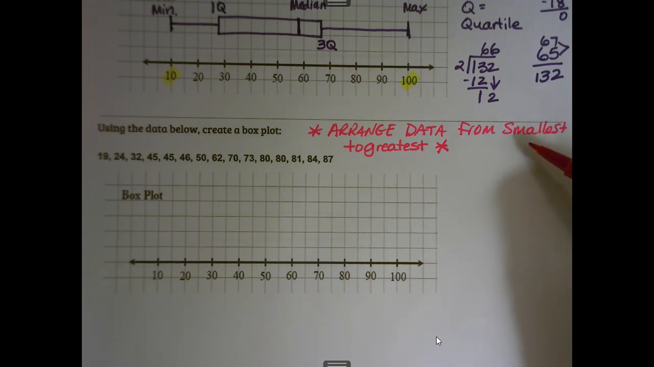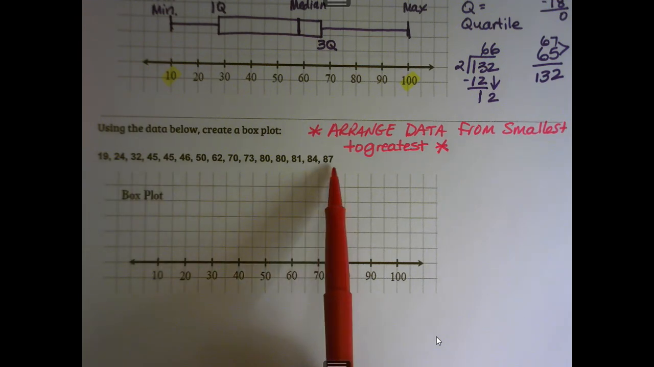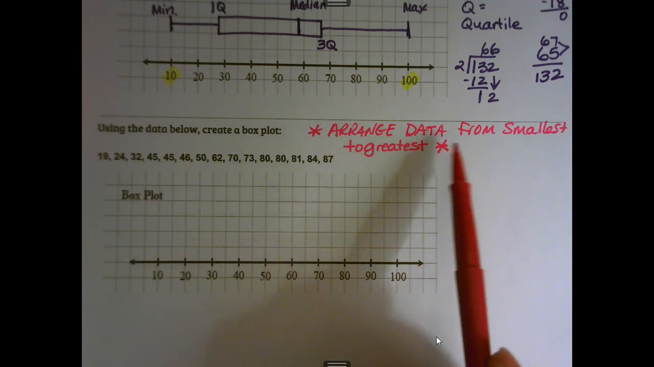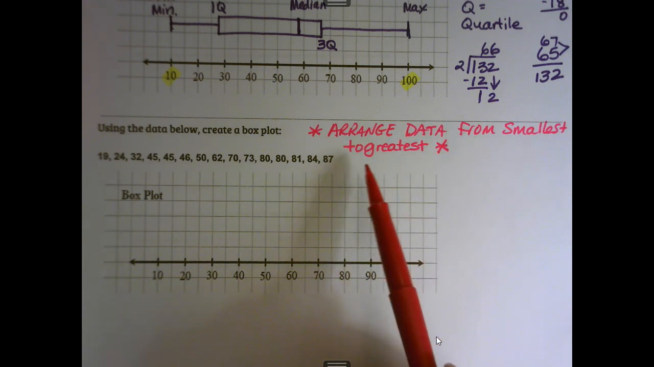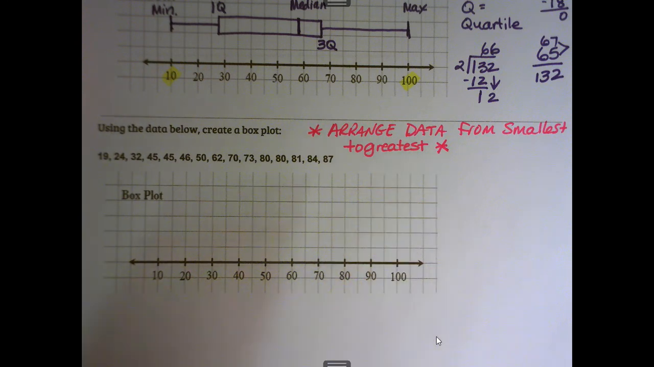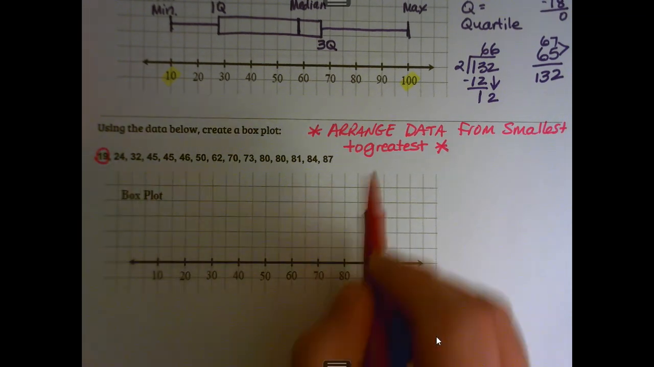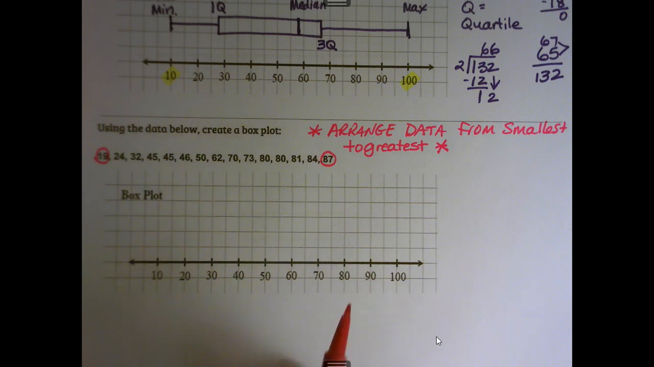If the data is not arranged like it is here in sequential order from smallest to biggest, that is the first thing you need to do so that your data tells the correct and accurate story. So that is the very first important thing that you need to do. Our data is arranged in order, so let's get started. We have our minimum and our maximum.